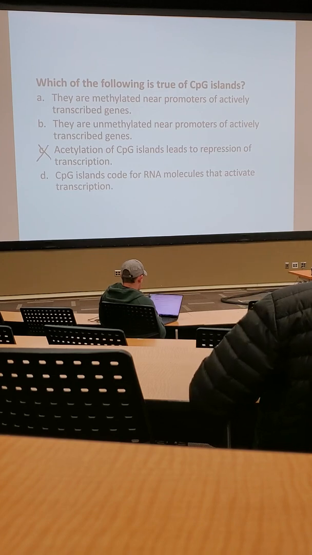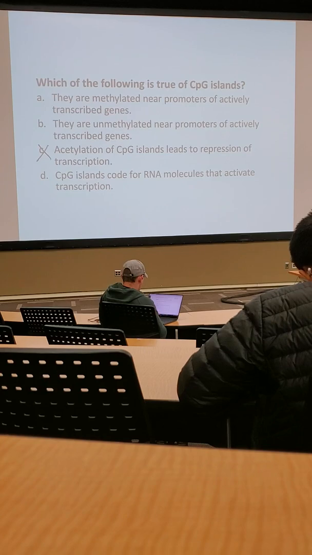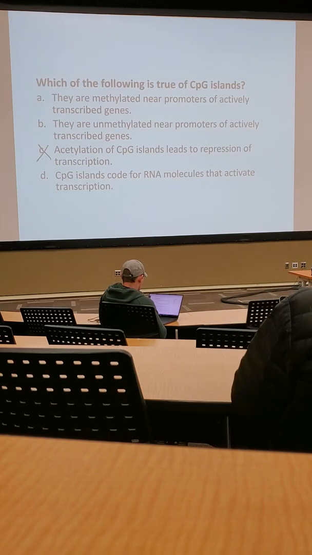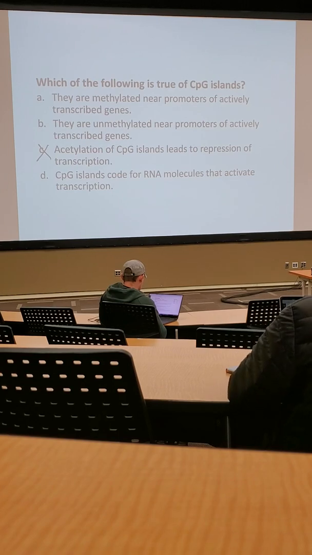Acetylation. The definition of acetylation. Or another way to say it, what's being acetylated? Histone. DNA is not being acetylated. DNA is being methylated. Histones are being acetylated. A CpG island is describing changes in two nucleotides, right? Cytosine, guanine, dinucleotide pairs. So we can rule out C. Acetylation cannot happen on these types of islands because that's happening on histones.